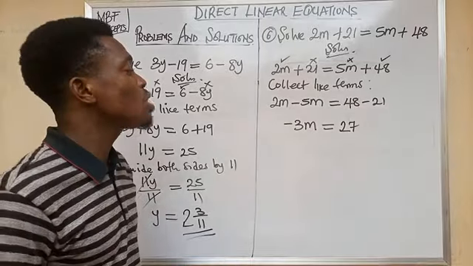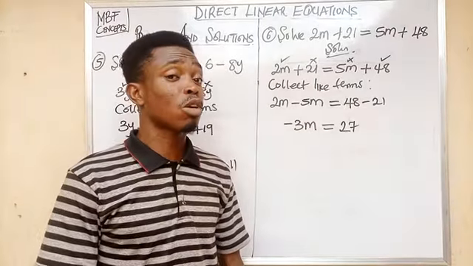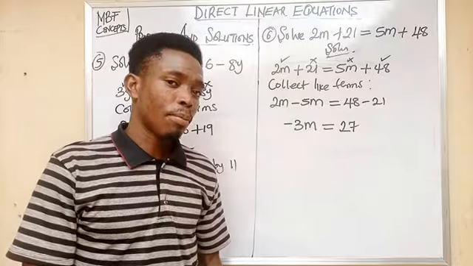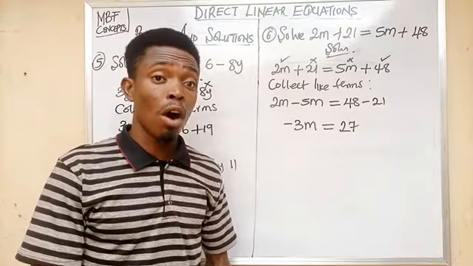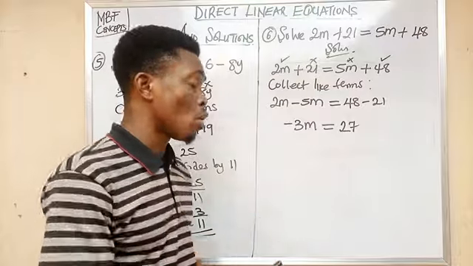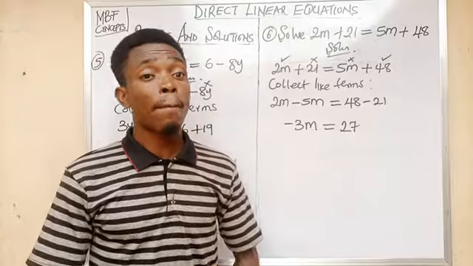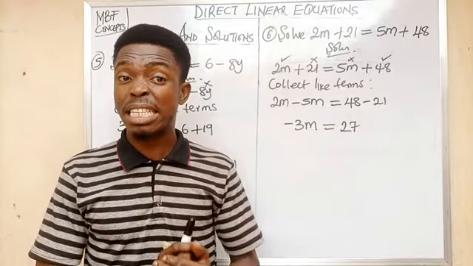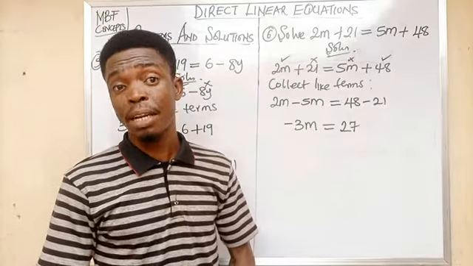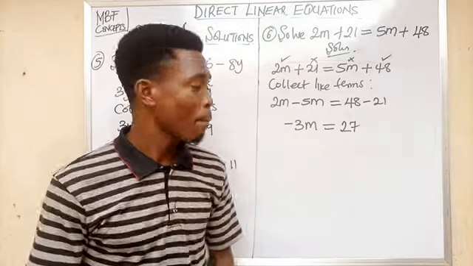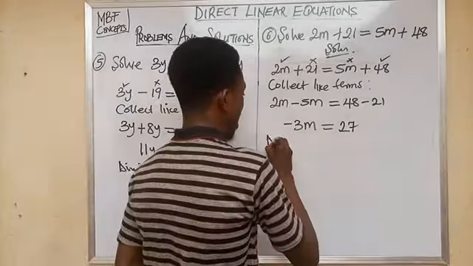Then the next thing we do is that we cannot leave our answer like this, because the coefficient of x must be 1, and now we have less than 1, because we said in rule number 4 that anytime the coefficient of x is less than or greater than 1, we must divide both sides by the coefficient of x. And now the coefficient of x is less than 1. Guys, understand that minus 3 is less than 1. So we are going to divide both sides by minus 3.